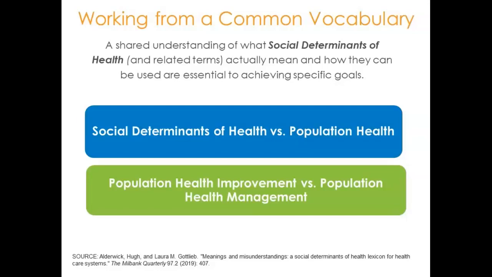Social determinants of health are not the same as population health. Population health is defined as health outcomes of a group of individuals, including the distribution of such outcomes within the group. Social determinants are just one group of factors that shape population health alongside healthcare, genetics, individual behaviors, commercial influences, and others. And healthcare and public health professionals may also have different interpretations of the term population health.